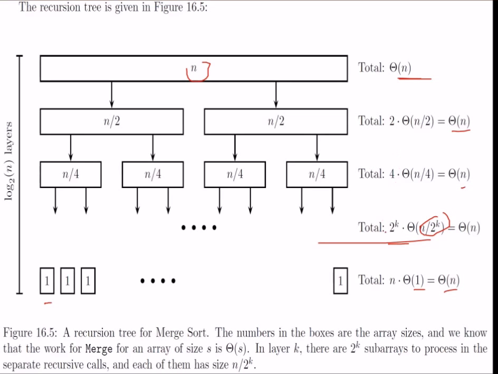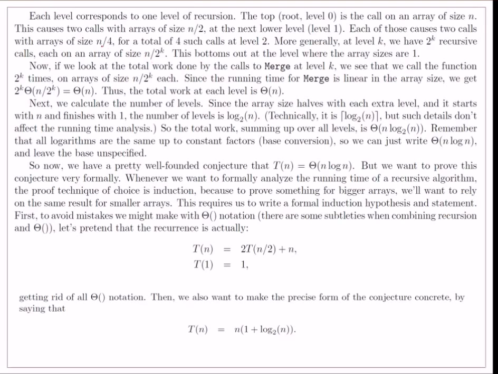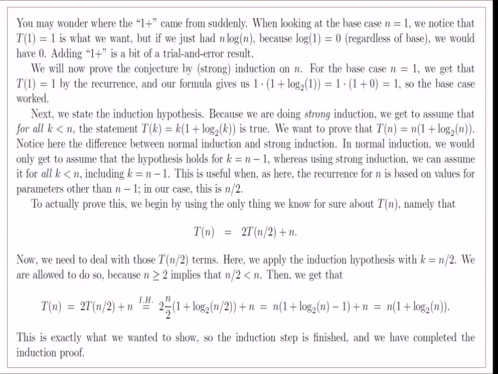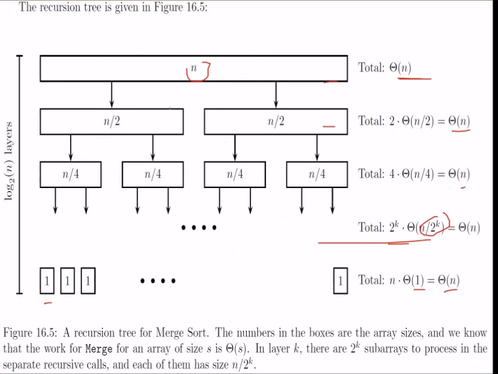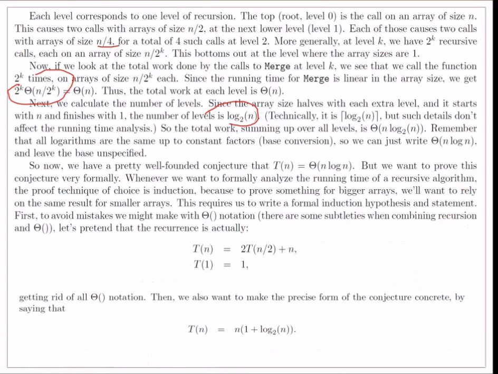This is 2 to the power k. So this is how we achieve this 2 to the power k theta n by 2 to the power k, which is actually theta n. But here we understand that when we are dealing with this 2 to the power k value, the number of levels will become log n. These are the number of levels, and this will only become log n.